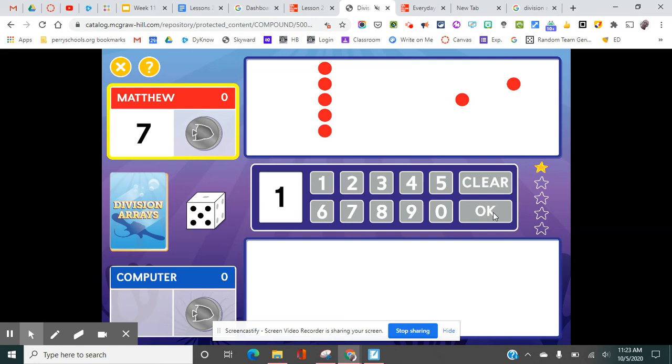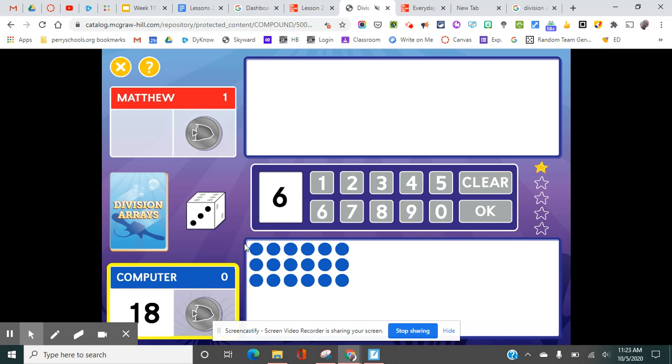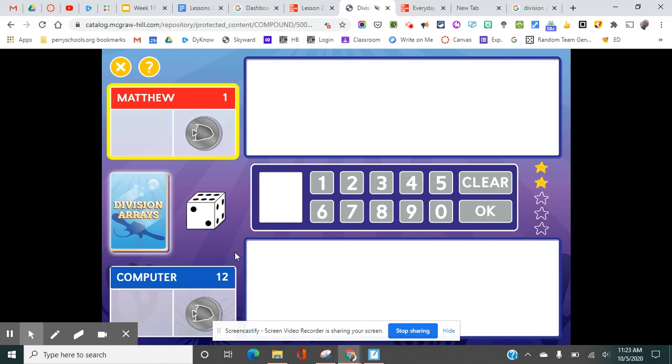We'll play some more rounds here so that you can kind of see. Let's see what the computer gets. The computer draws an 18 and makes 3 rows. So look what the computer's doing. The computer's doing awesome here. It made 3 rows, split up the 18, and had 6 in each row. 6, 6, and 6. And so it got 6 points. And if you use all of your counters, you get your points doubled. So the computer is currently destroying me.